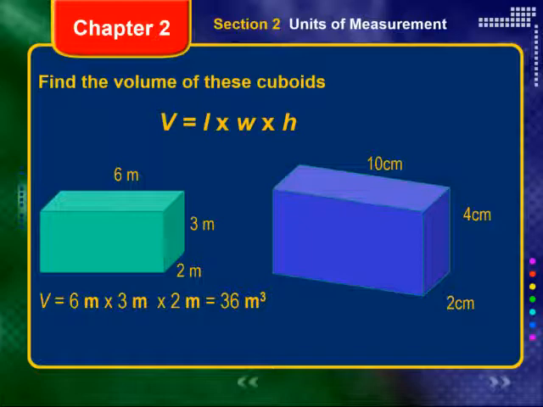We're going to do the exact same thing over here on the right. 10 centimeters multiplied by 4 centimeters multiplied by 2 centimeters. Again, length times width times height still applies here. Now that's going to equal 80 centimeters cubed, or cubic centimeters. These are both units of volume, even though obviously a cubic meter is larger than a cubic centimeter.